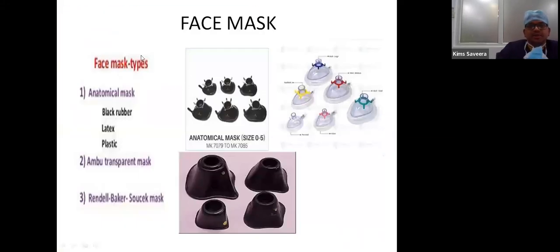And coming to face masks, we have different types of face masks like the anatomical face mask, the Ambu transparent mask, or the Rendell-Baker Soucek mask. This is the black one which we commonly see in the ICU. It is an anatomical mask. These are reusable ones, and this is a latex or transparent Ambu mask with air filled cushion. This is the Rendell-Baker mask, which is for pediatric cases of less than 2 years. Generally, we use this Rendell-Baker mask.